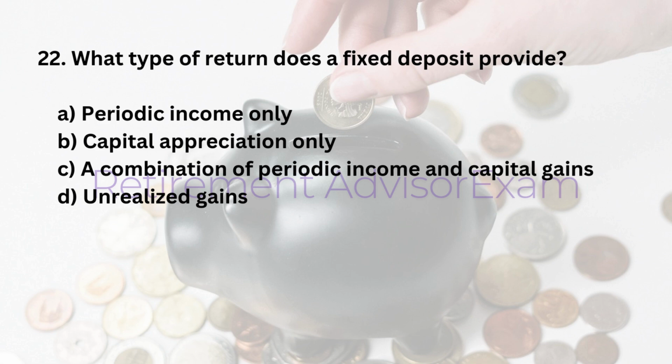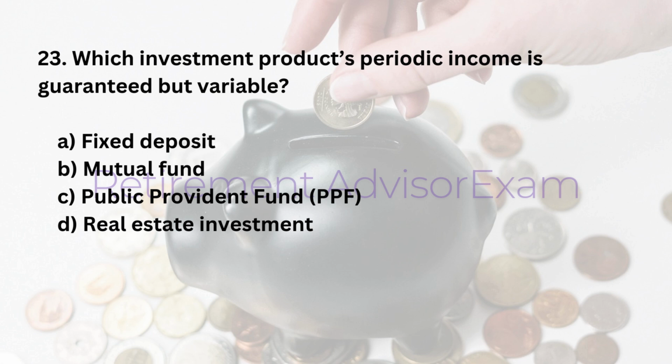22. What type of return does a fixed deposit provide? A. Periodic income only. B. Capital appreciation only. C. A combination of periodic income and capital gains. D. Unrealized gains. Answer, A. Periodic income only.